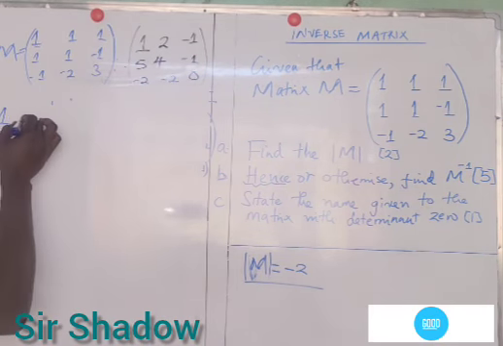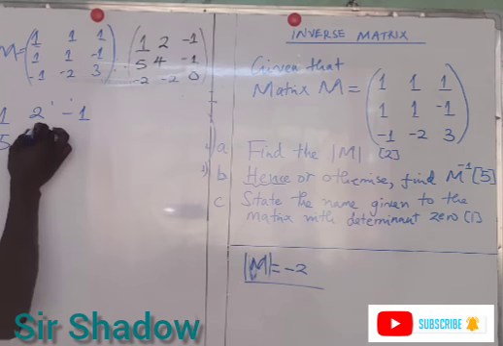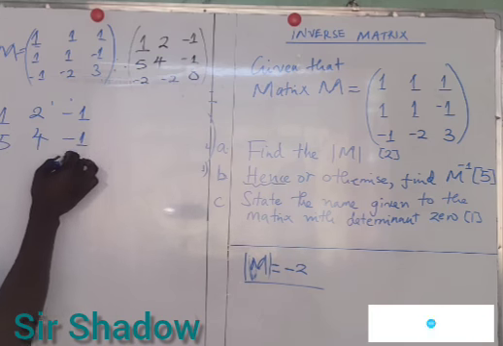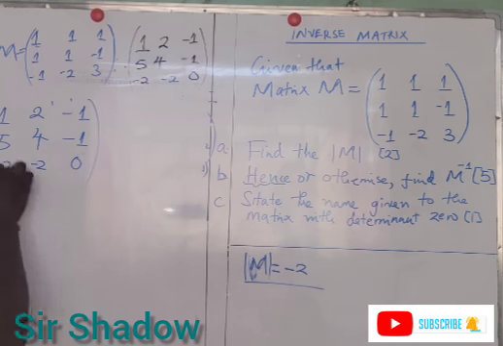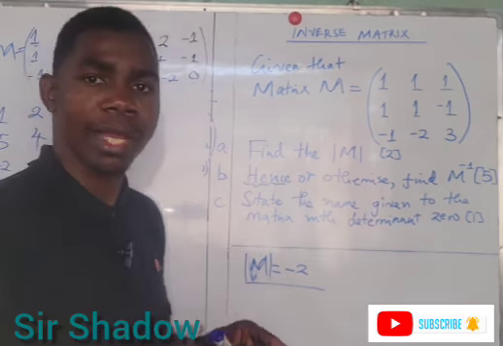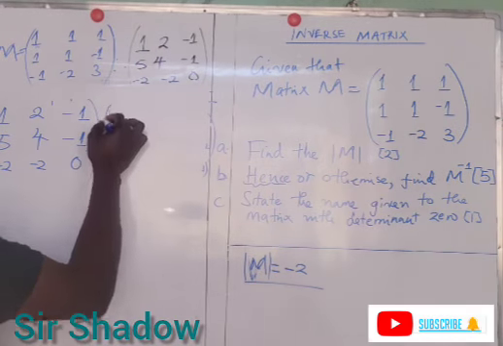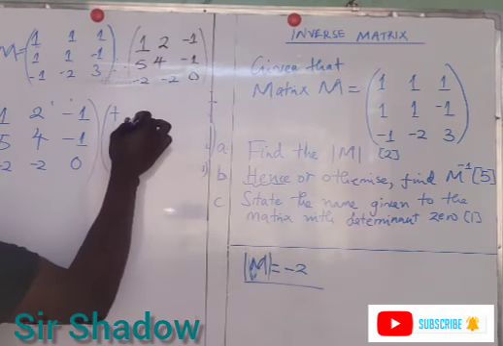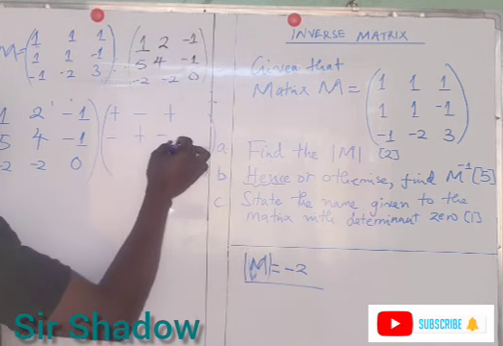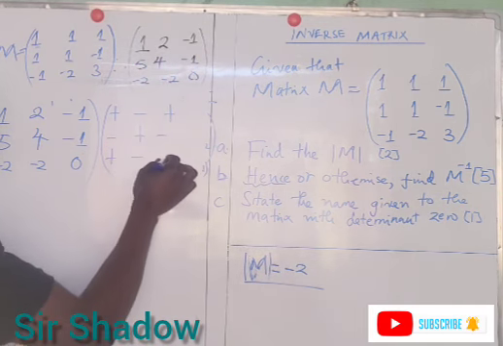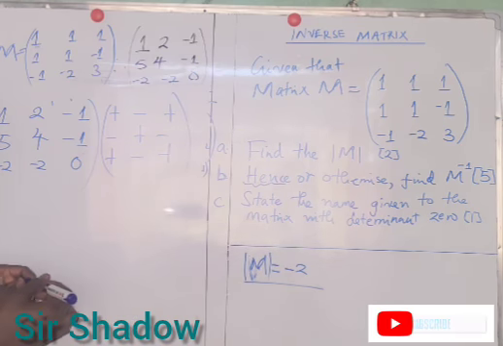Now we have 1, 2, negative 1, 5, 4, negative 1, negative 2, negative 2, and 0. We want to find the matrix of cofactors. So for us to find it simply means we are multiplying by a positive, a negative, a positive, a negative, positive, a negative, a positive.